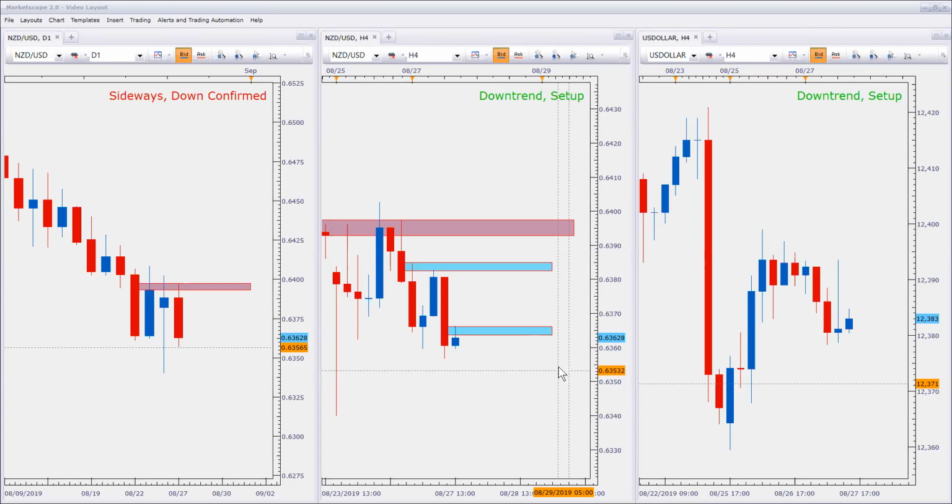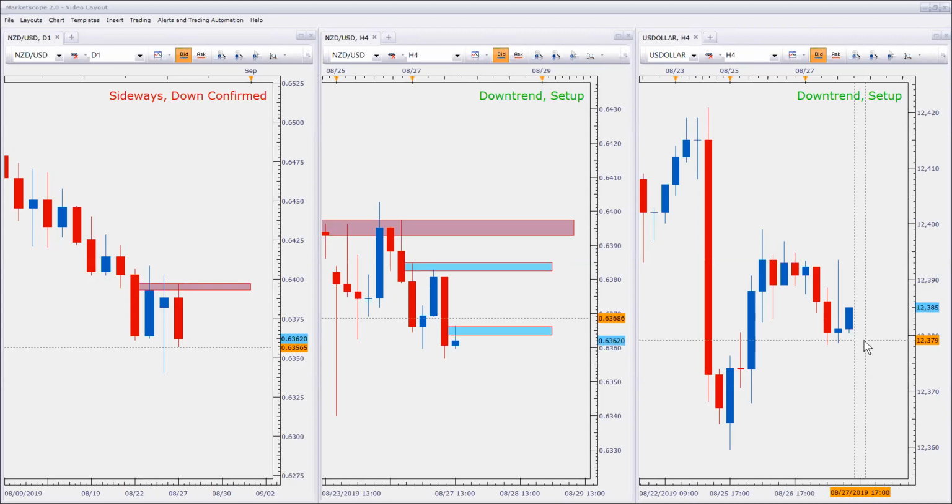Now we have downtrend with a setup on the New Zealand dollar on the 4-hour, and on the US dollar, we also have downtrend with a setup. So ideally, we would like to see what? The dollar going up so New Zealand can go down. Now here, we don't have confluence with the US dollar, so it's not balanced.